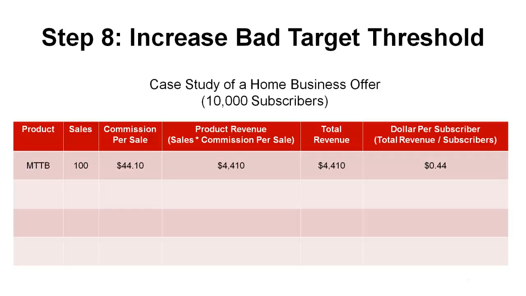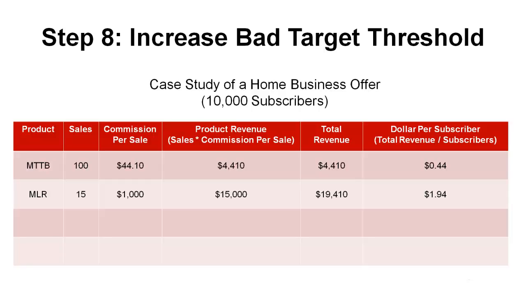Now, again, you can apply this process to any offer in any niche, and I'll show you my actual case study, how I got my numbers by promoting an offer called MTTB. So let's pretend I have generated 10,000 subscribers and I have made 100 MTTB sales. So at $44.10 commission for each sale, I will have made $4,410. Now at this point, the dollar per subscriber is on average 44 cents.